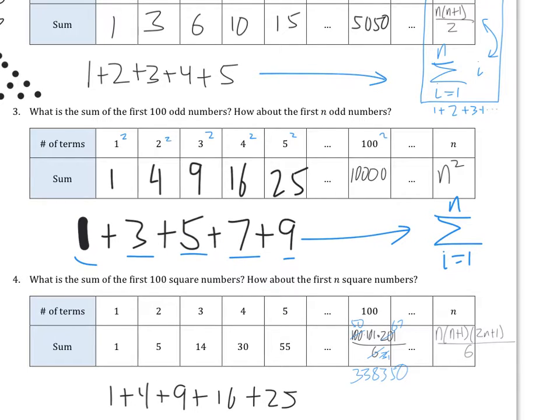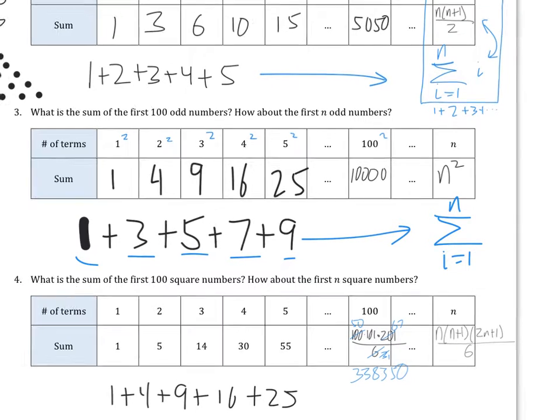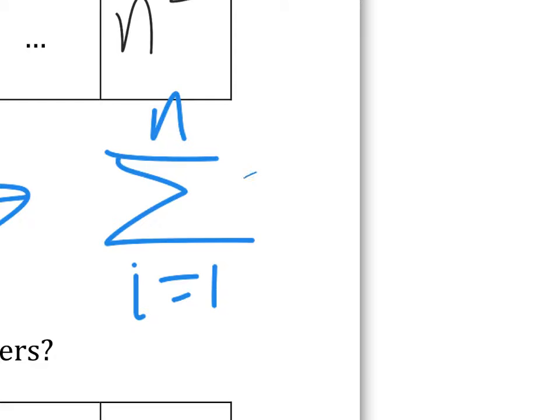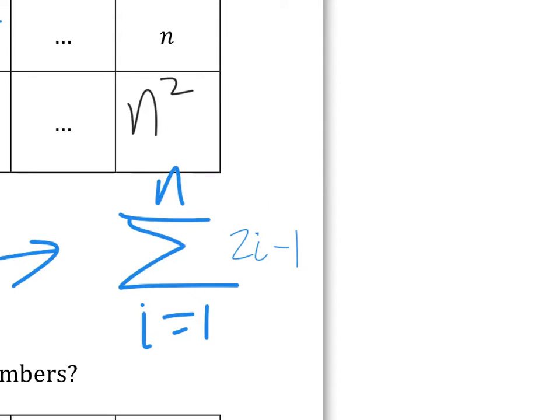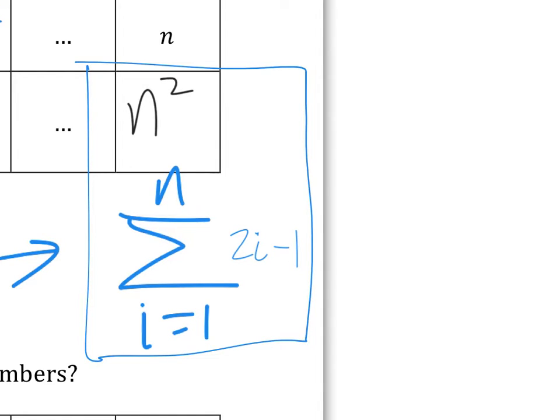So to find an odd number, what we're going to do is write it as 2 times the i number minus 1. Because if you put 1 in here, you get an odd number. Put in 2, you get an odd number. Put in 3, you get an odd number. Okay, so that's how we generate all the odd numbers. These two things are equivalent. This guy will lead to that.